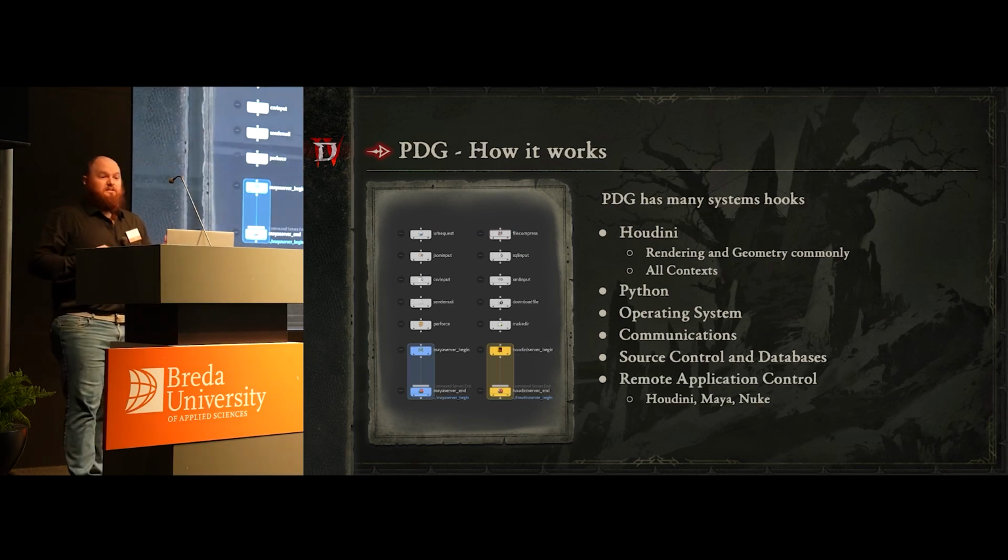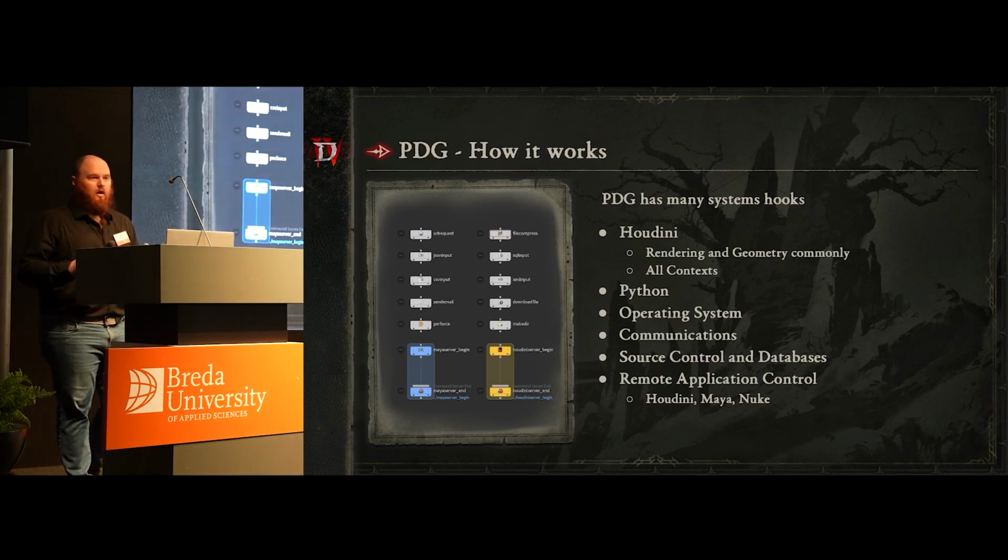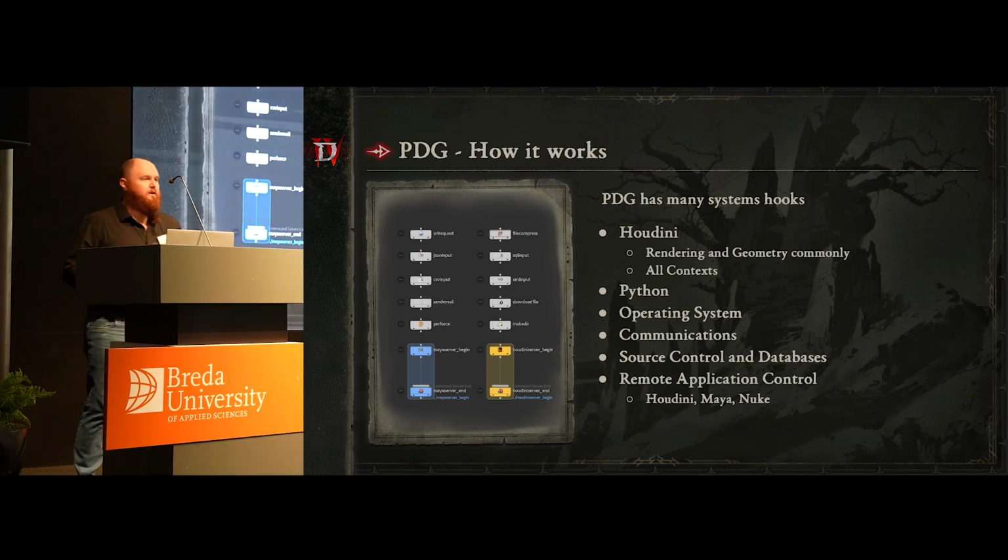PDG also has many system hooks. In Houdini itself, it's very common for rendering and geometry to be controlled with PDG, but basically all contexts are integratable with PDG. Python, the operating system, so file management stuff, communications like email, source control in databases, and remote application control, so we can control instances of Maya and Houdini as well.